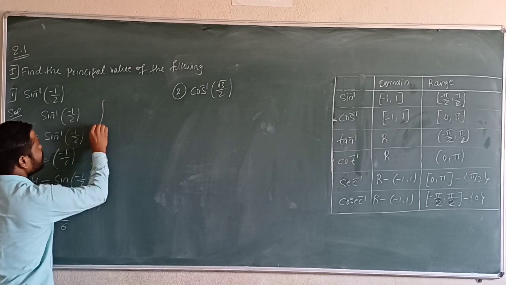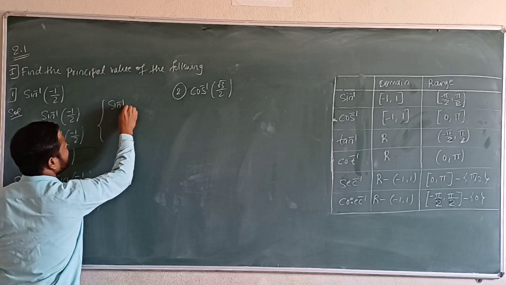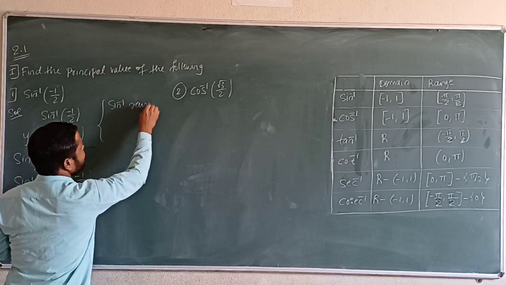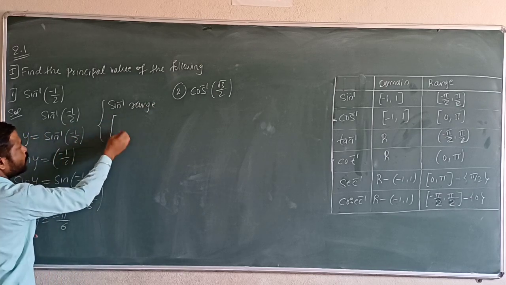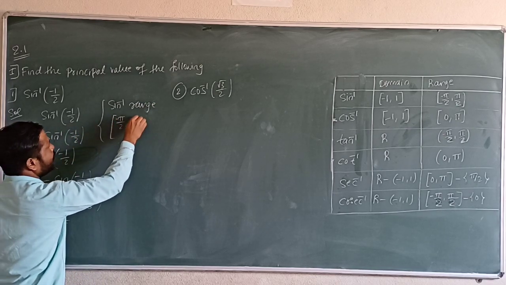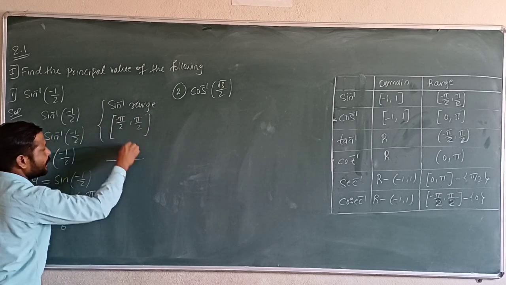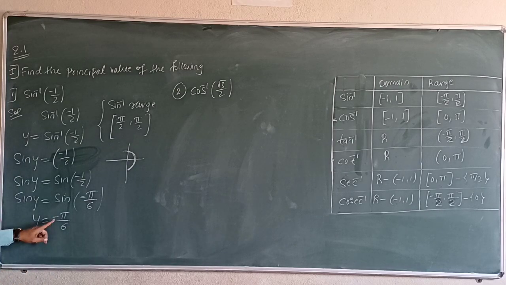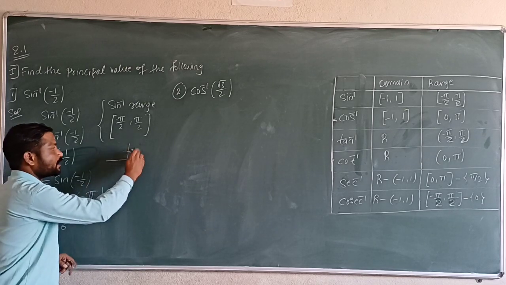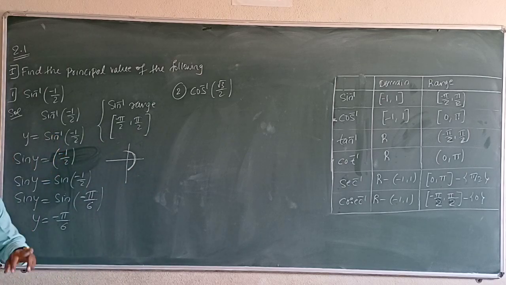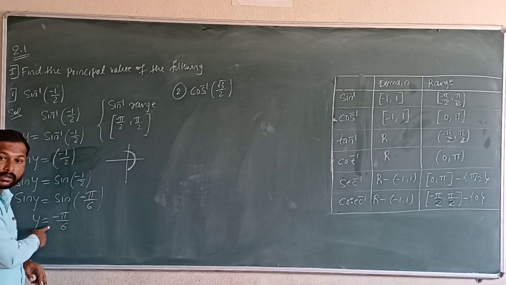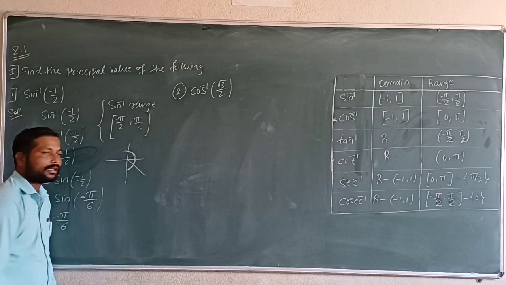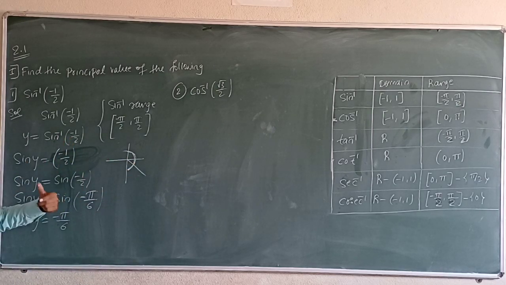Think, what is the sine inverse range? The closed interval minus pi by 2 to plus pi by 2, correct. Meaning your answer must lie in this range. Minus pi by 6 means how many degrees? 30 degrees. Which quadrant does it lie in? Is it first or fourth? It comes in the fourth quadrant. It is a negative angle, correct. It lies in the fourth quadrant here. No doubt the answer is inside the range.